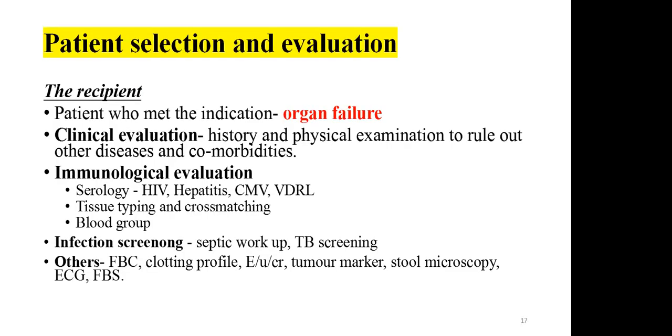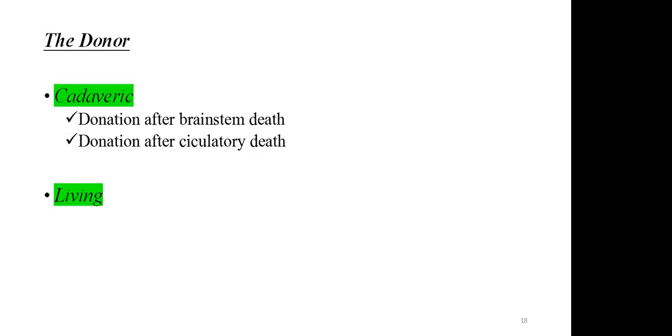Then to the donor. There are two types of donors: living donors and dead donors. The cadaveric donors are divided into two. We have donation after brainstem death and donation after circulatory death. We'll be discussing these in due course.